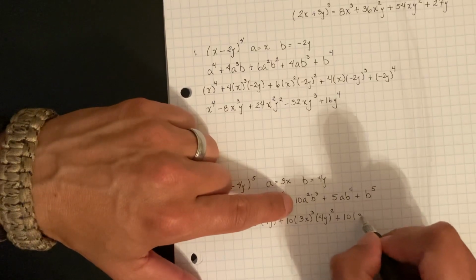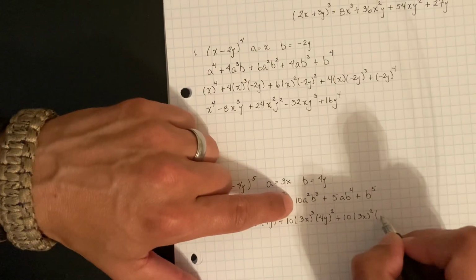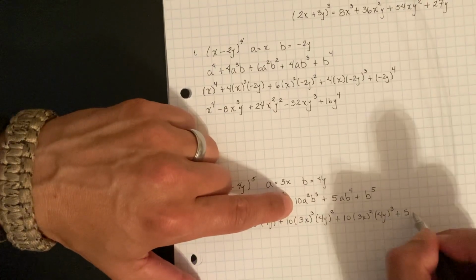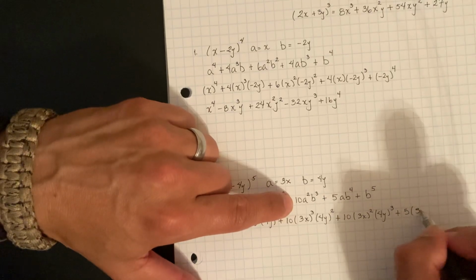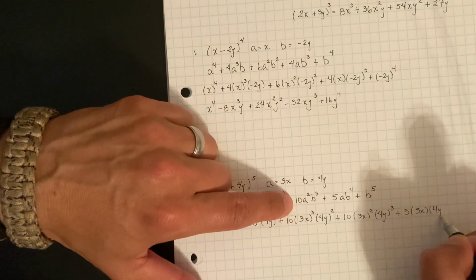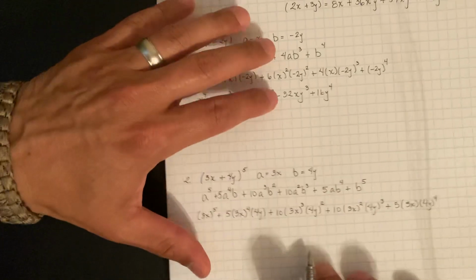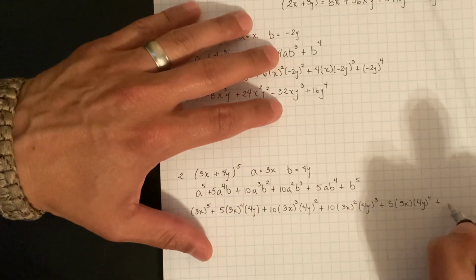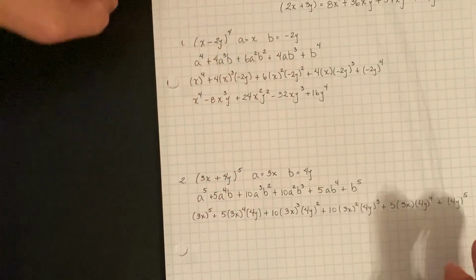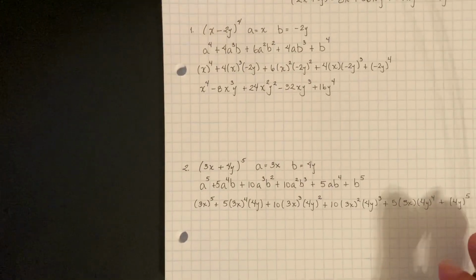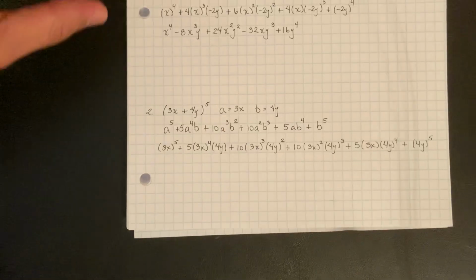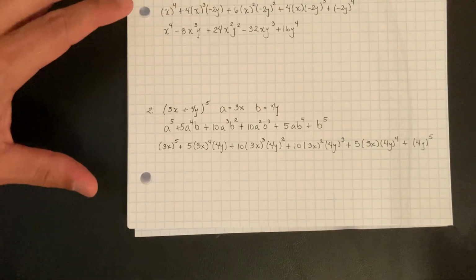And then a is 3x squared and 4y cubed, plus 5. A is 3x, and then 4y to the 4th. And you can see how it becomes kind of tedious sometimes. And the last one is b, it's 4y to the 5th. So I'm going to have to probably use my calculator for this, just because you can already tell it's very large numbers. Okay, so let's go ahead and see if we can do this real quick here.